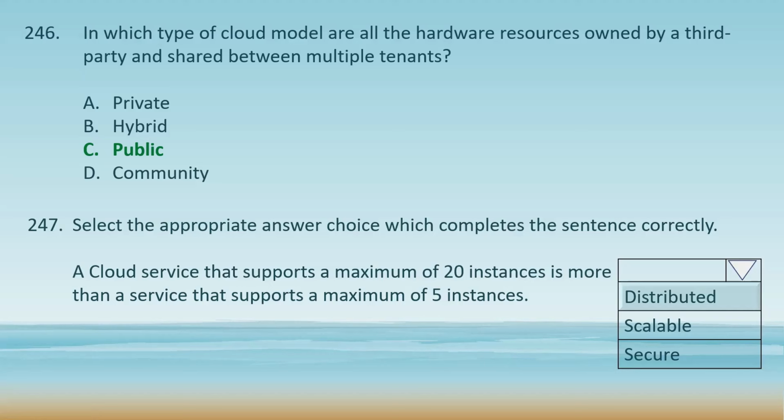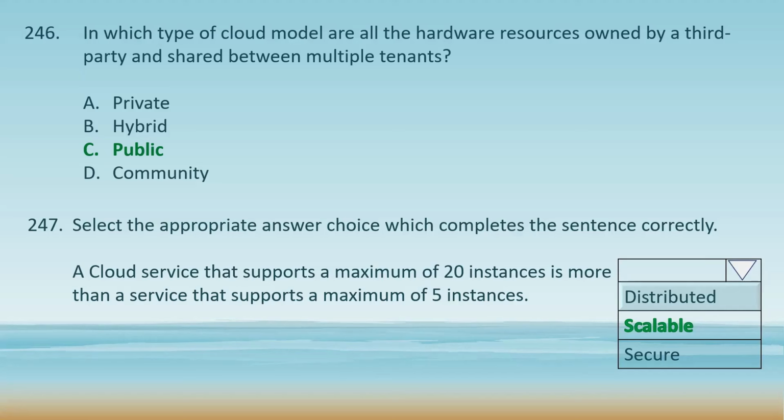A cloud service that supports a maximum of 20 instances is more scalable than a service that supports a maximum of 5 instances. Scalability refers to the ability of a system to handle increased workload by adding resources to the system. In this case, a cloud service that supports a maximum of 20 instances can handle more workload than a service that supports a maximum of 5 instances, making it more scalable.